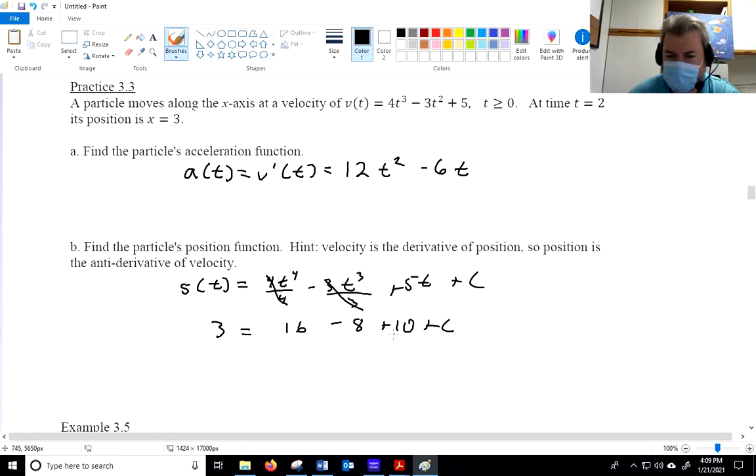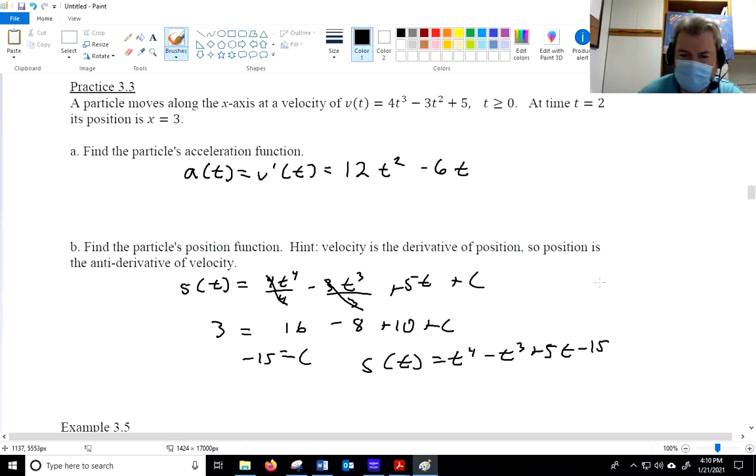Oh, I don't feel like doing all this math. Let's see here. 26 minus 8 is 18. So I think it's a negative 15. If I'm wrong, don't tell me. S of t is equal to t to the fourth minus t cubed plus 5t minus 15, or thereabouts.